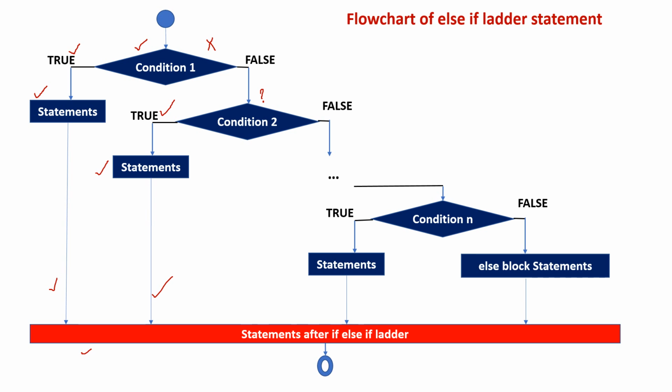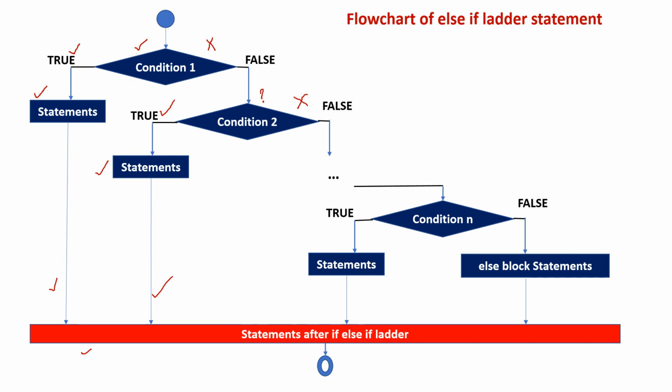Now assume another scenario: the first condition is false, and control comes to the second condition. Now assume that the second condition is also false. That means control goes for checking the third condition. Likewise, the sequence is followed. If the third condition is true, then its statements are executed and control comes out of the else if ladder statement. In this fashion, the conditions are checked.